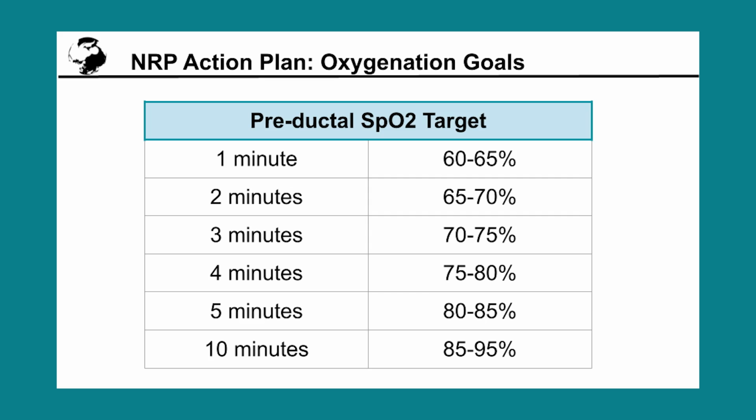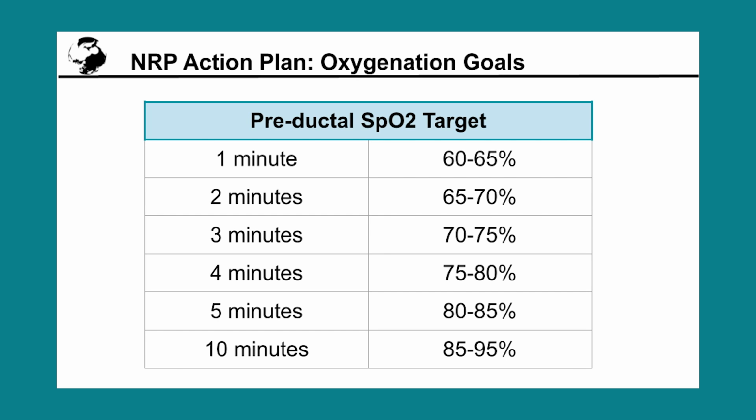When the baby is first born, it is normal for the oxygen saturations to be low. At 1 minute after birth, the oxygen saturations are expected to be between 60 and 65%. The saturation should increase as the baby transitions after birth. At 2 minutes following birth, the saturation should range between 65 and 75%. At 3 minutes after birth, the saturation should be between 70 and 75%.